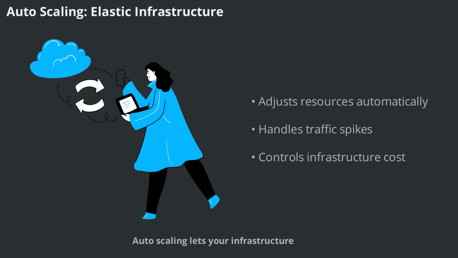Autoscaling lets your infrastructure automatically adjust capacity based on demand. When traffic spikes, the system adds more servers. When demand drops, it scales back down. This keeps performance high while controlling costs.